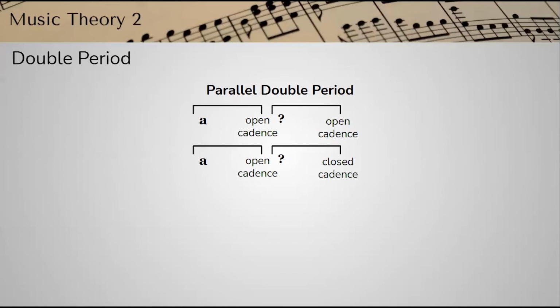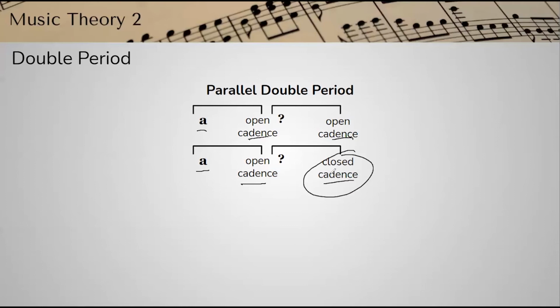So you'll see that the first period doesn't have an open closed structure. It has 2 open cadences. So a double period starts with 2 phrases, each of which has an open cadence. Then you have another phrase, which is usually related like that, one of which ends with an open cadence and the other ends with a close.